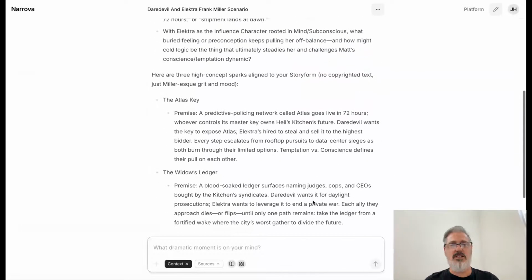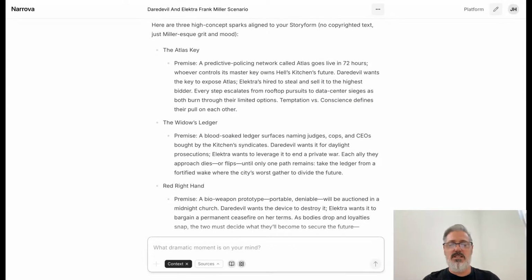Here are three high concept sparks aligned to your story form. No copyrighted text, just Miller-esque grit and mood. The Atlas Key: a predictive policing network called Atlas goes live in 72 hours.